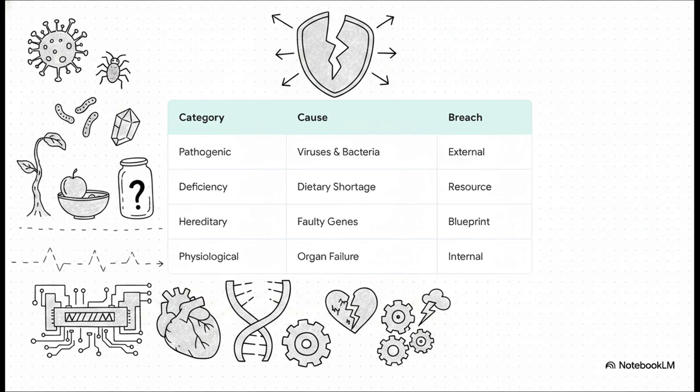Next, we have deficiency diseases. Now, this isn't an attack, it's more like a resource shortfall. Think of it as the castle running out of supplies, caused by dietary shortages, like a lack of vital vitamins or iron. Then, there are hereditary diseases. These happen when the threat is inherited, caused by faulty genes passed down from parents. It's essentially an internal blueprint flaw. And finally, the 4th group, physiological diseases. This is an internal system failure, where the body's organs or systems just begin to malfunction over time.